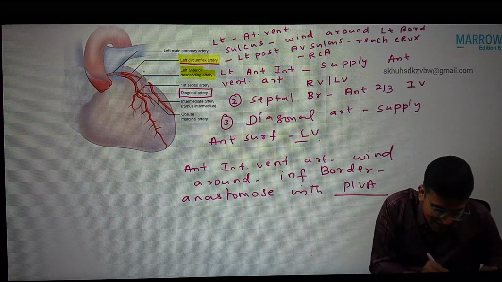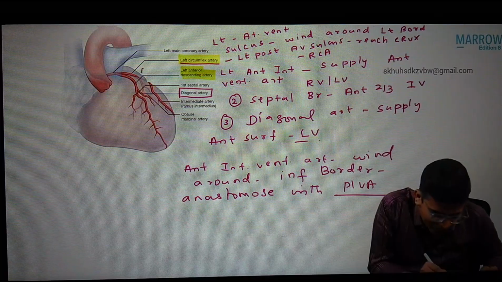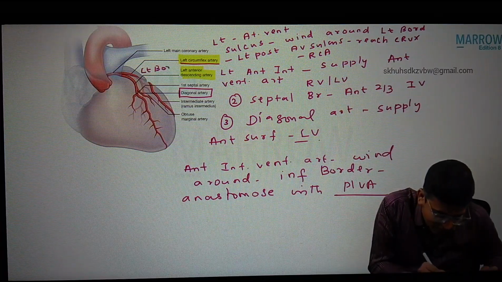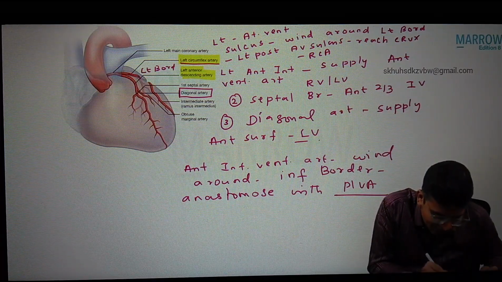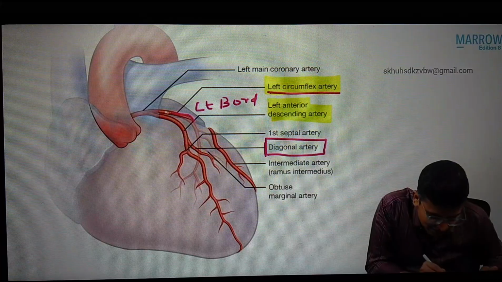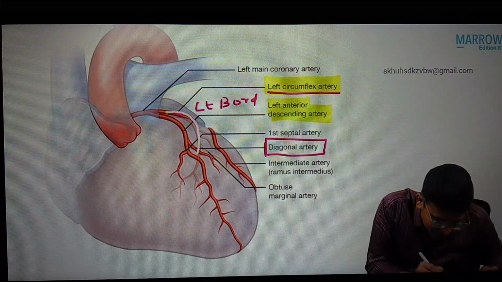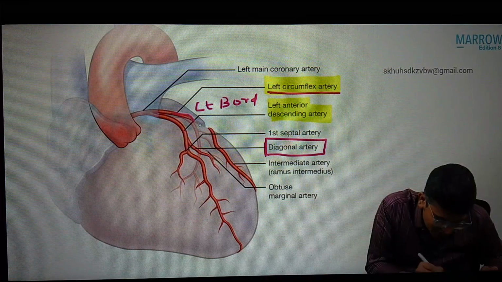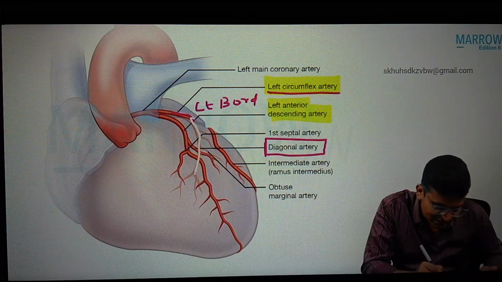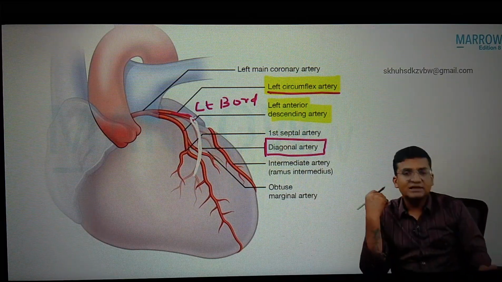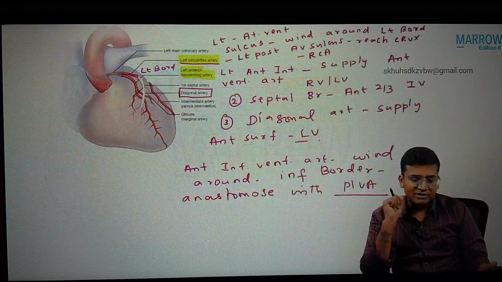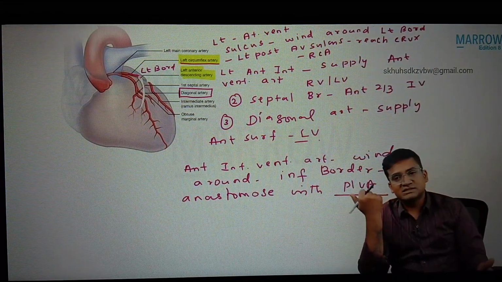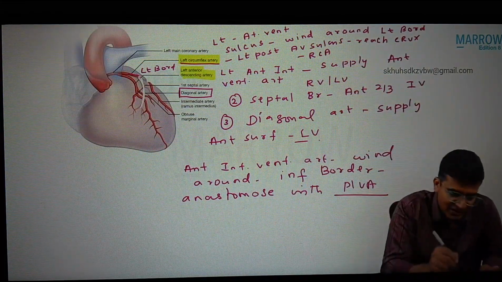The circumflex artery, after the origin, winds around the left border. After winding around the left border, the artery passes in the left posterior coronary sulcus, the left posterior atrioventricular sulcus, reaches the crux, and anastomoses with the right coronary artery. Now, what are the branches coming from the circumflex artery?